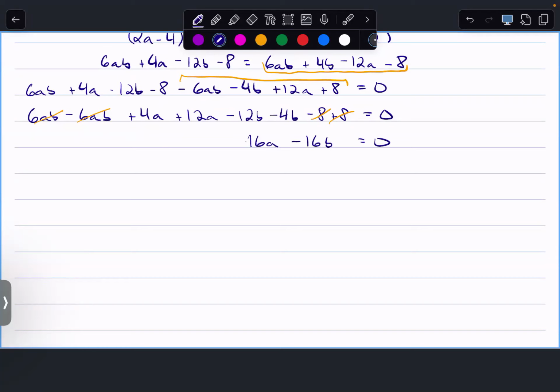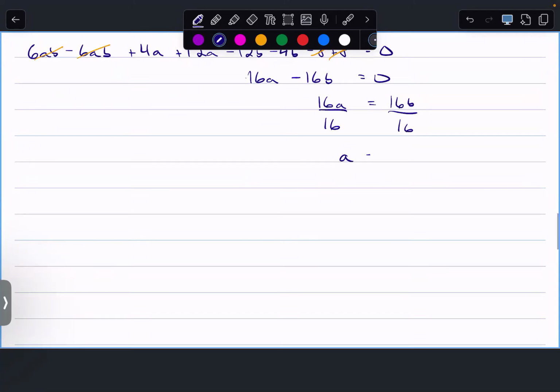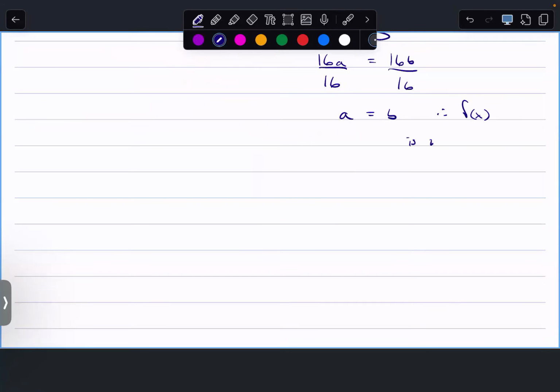Can add 16b to the other side. So then I'm left with 16a is 16b. Divide both sides by 16, even though my b looks like a 6. I get a equals b. Therefore, f of x is one-to-one.